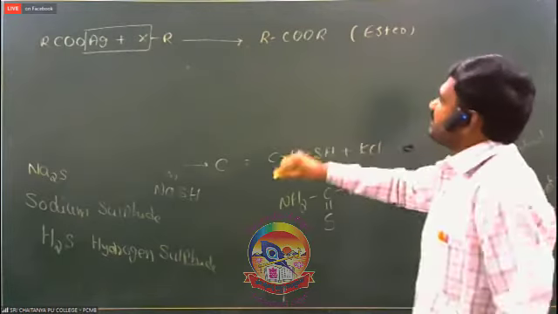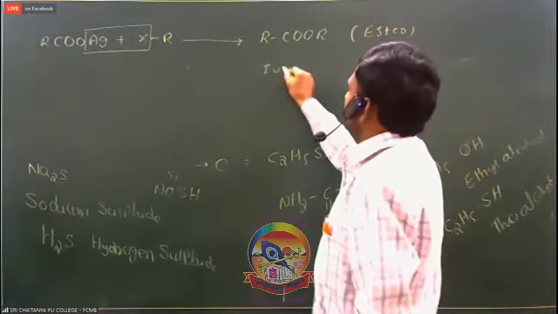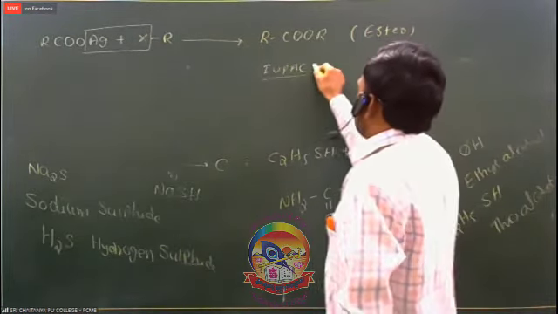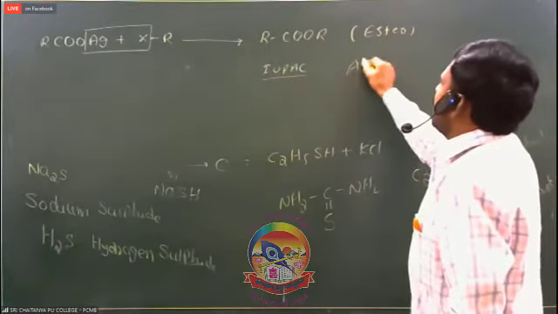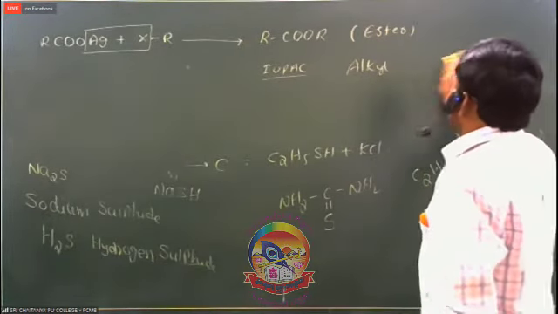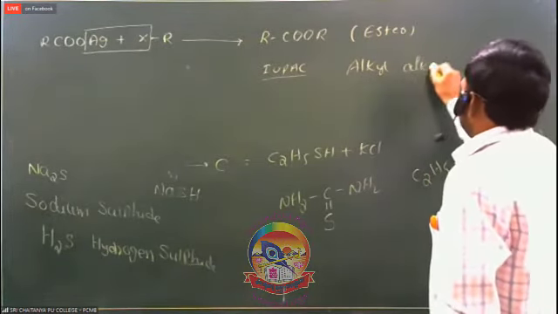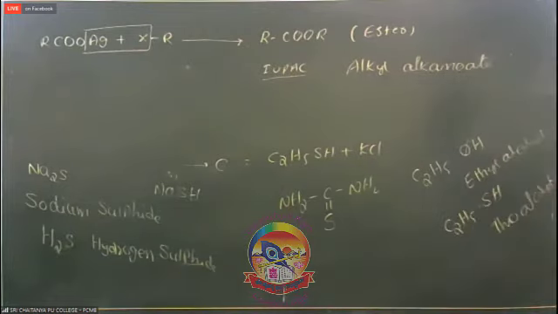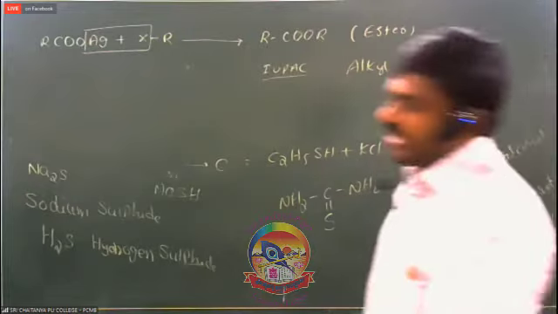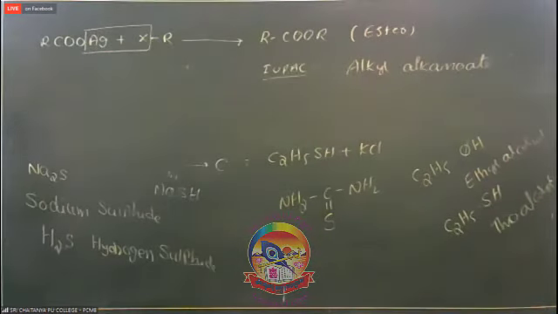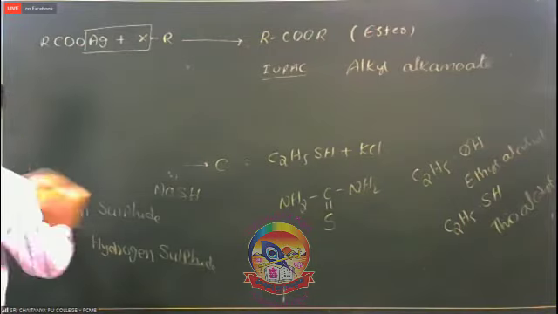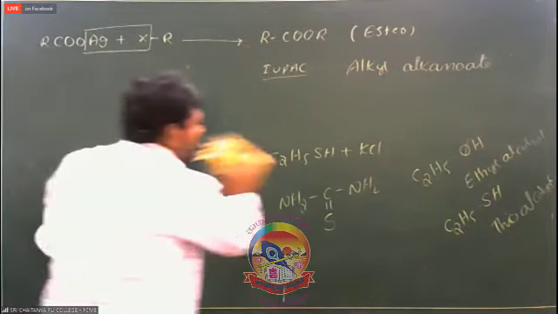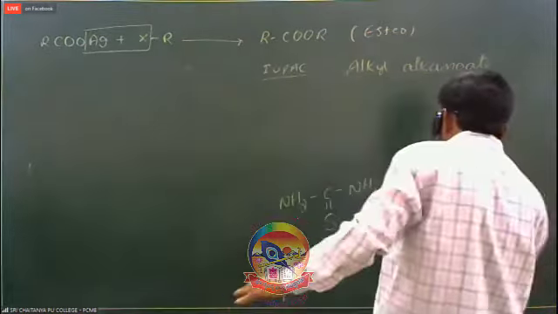What is the IUPAC name of ester? It is alkyl alkanoate. Take a specific example: instead of R, we take CH3.